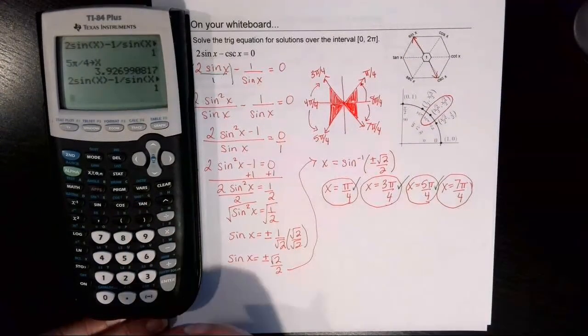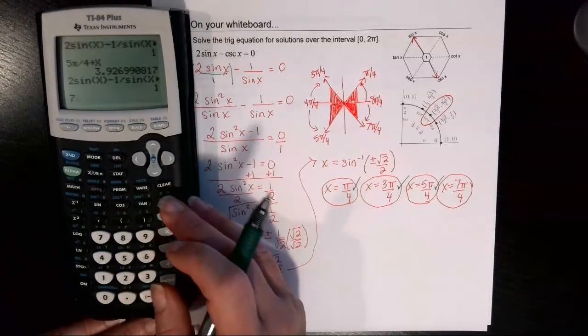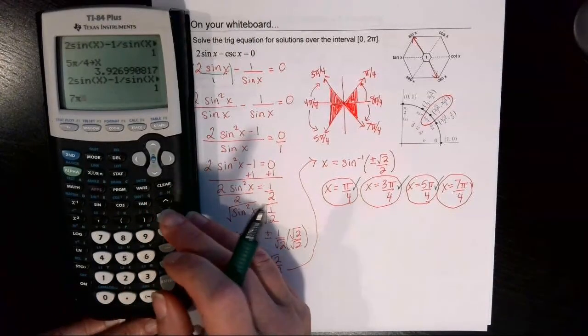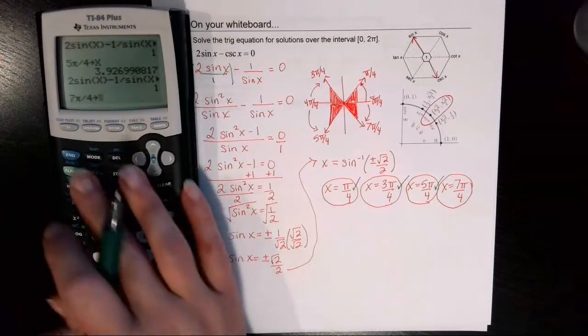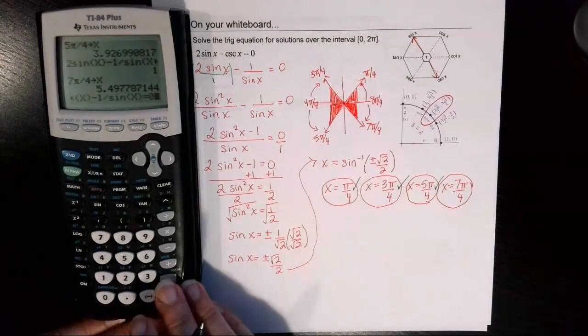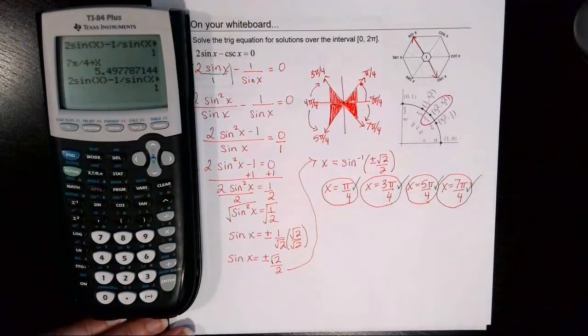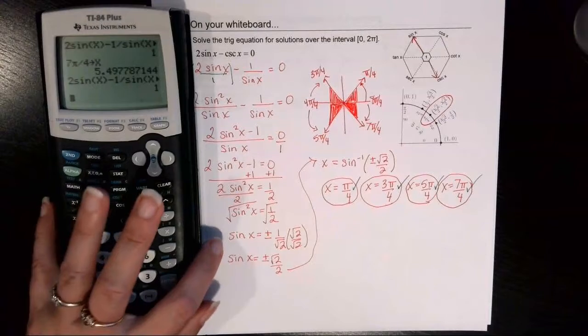And then last but not least, 7 pi over 4, store x. And we're going to arrow up to that equation, press enter, and we get a 1, and so 7 pi over 4 also checks as a solution.